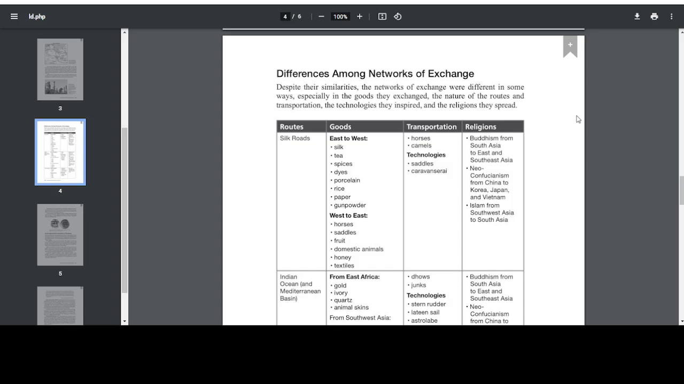Goods, East to West: silk, tea, spices, dyes, porcelain, rice, paper, and gunpowder. From West to East: horses, saddles, fruit, domestic animals, honey, and textiles. Transportation: horses, camels. Technologies: saddles, Quran, Versailles. Religions: Buddhism from South Asia to East and Southeast Asia. Neo-Confucianism from China to Korea, Japan, and Vietnam. Islam from Southwest Asia to South Asia.